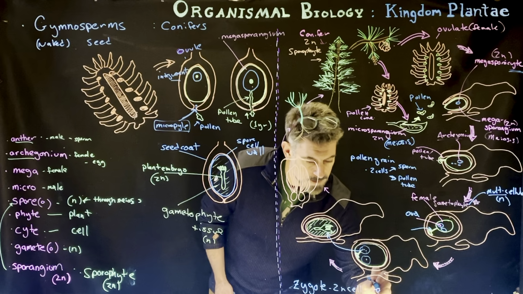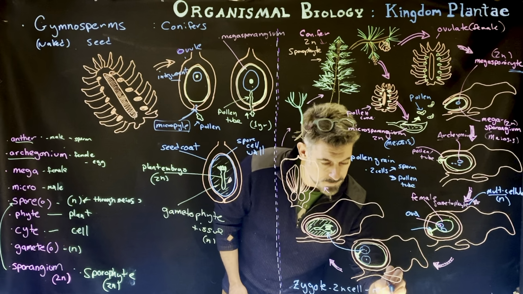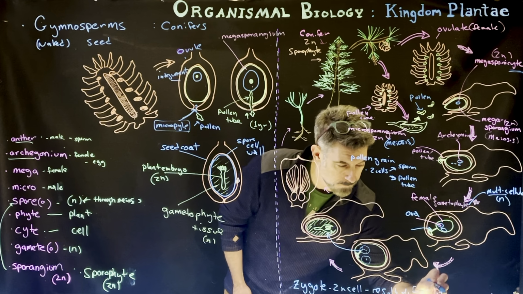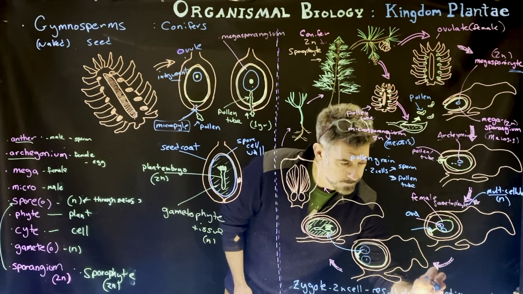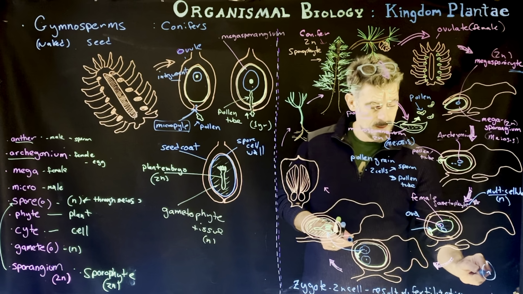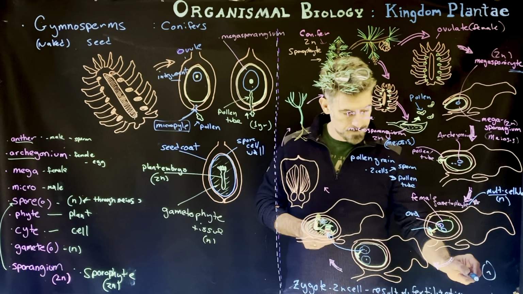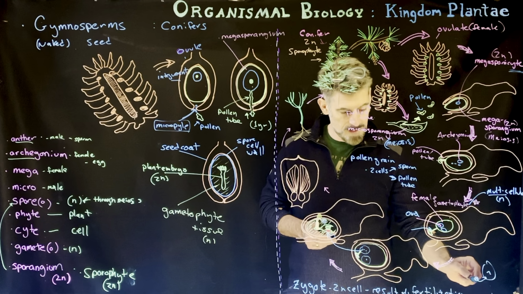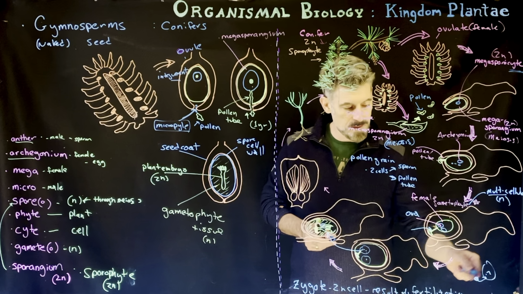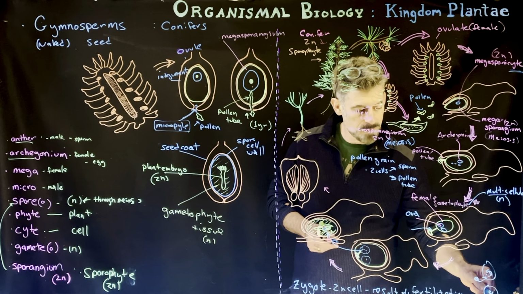The zygote is a 2N cell. All right, it's the result of fertilization. So you have 2 cells, the female, 1N egg, the male, 1N sperm. They then join together. Typically, the sperm doesn't enter the egg. It's just the nuclei that enters it. Then those nuclei join together, and that forms a new cell that's 2N.